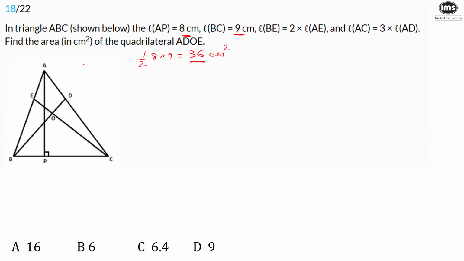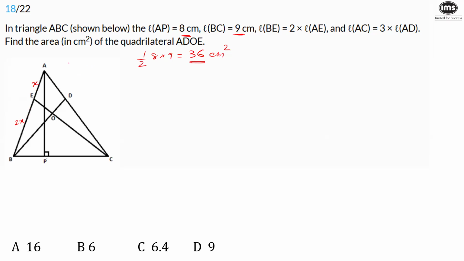Now the key part here is the ratio of division. We are told BE is twice of AE. So if I assume AE to be X, BE is 2X. And the ratio of course is 1:2. On the other side, it looks like 1:3. But remember, it's a total 1:3. This is where there's a small way of trying to manipulate the data.